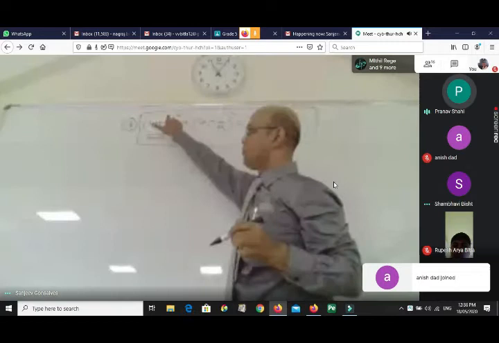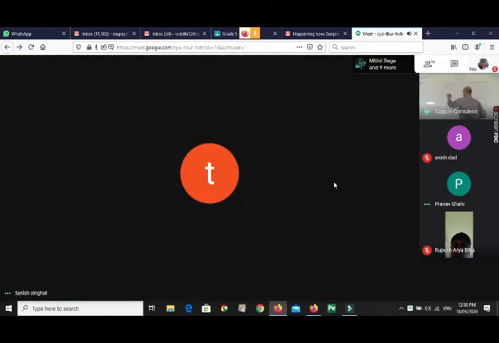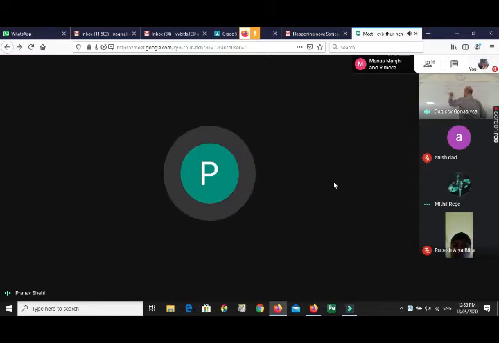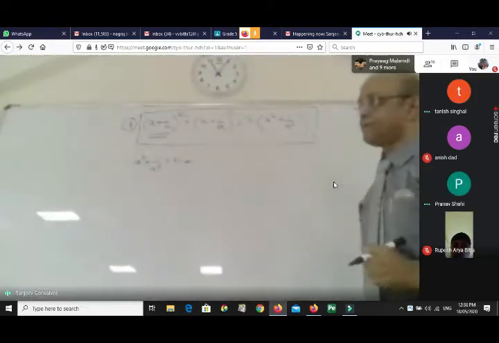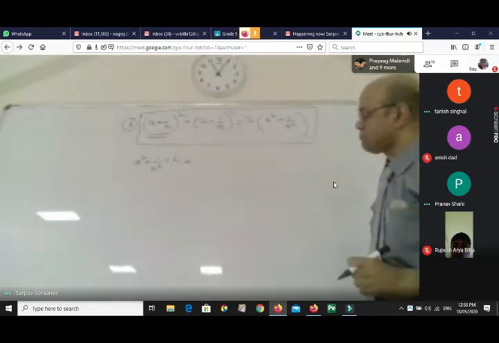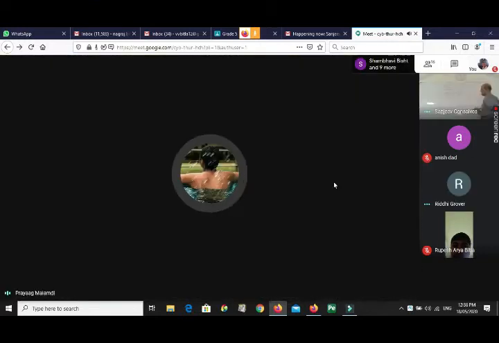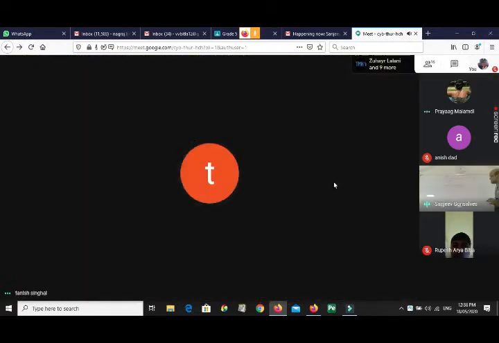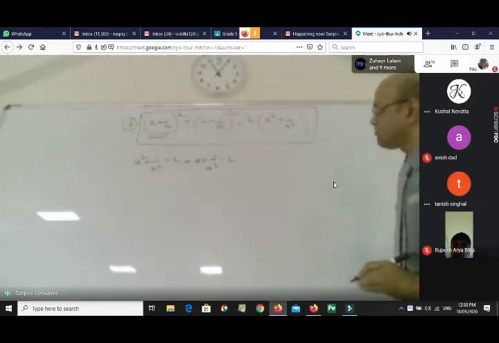Very good. Now, what is the expansion of (a minus 1 upon a) whole bracket square? A square plus 1 upon a square minus 2. Very good. Can you cancel something from this? Minus 2 plus 2.